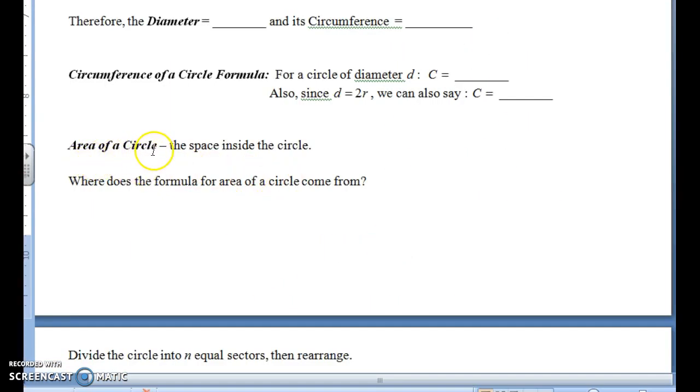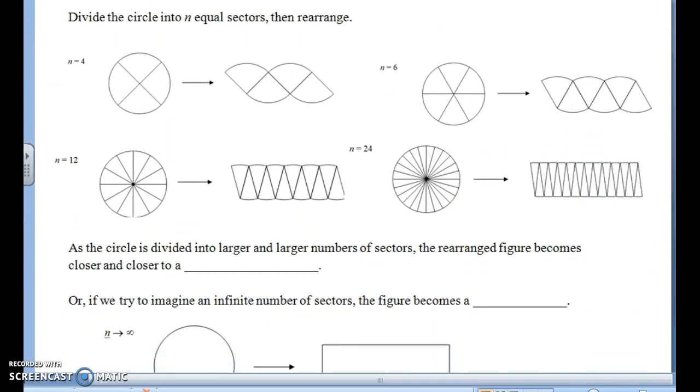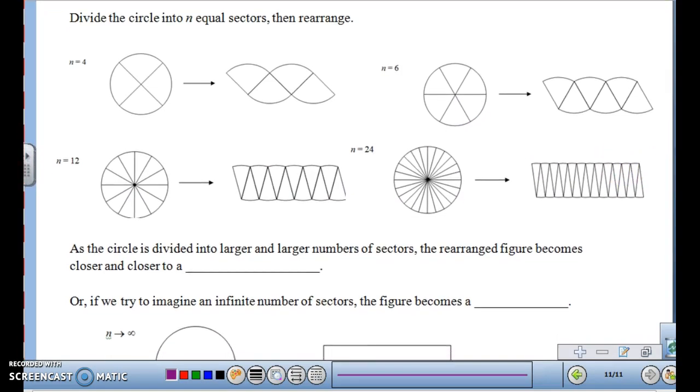Now the area of a circle is the space that is inside the circle. It's the space that the circle covers. So where does the formula for area of a circle come from? Well, let's take a look and figure it out. Okay, so I have some circles here that I have divided into equal sectors. So this one is divided into n equals 4 sectors, 1, 2, 3, 4.